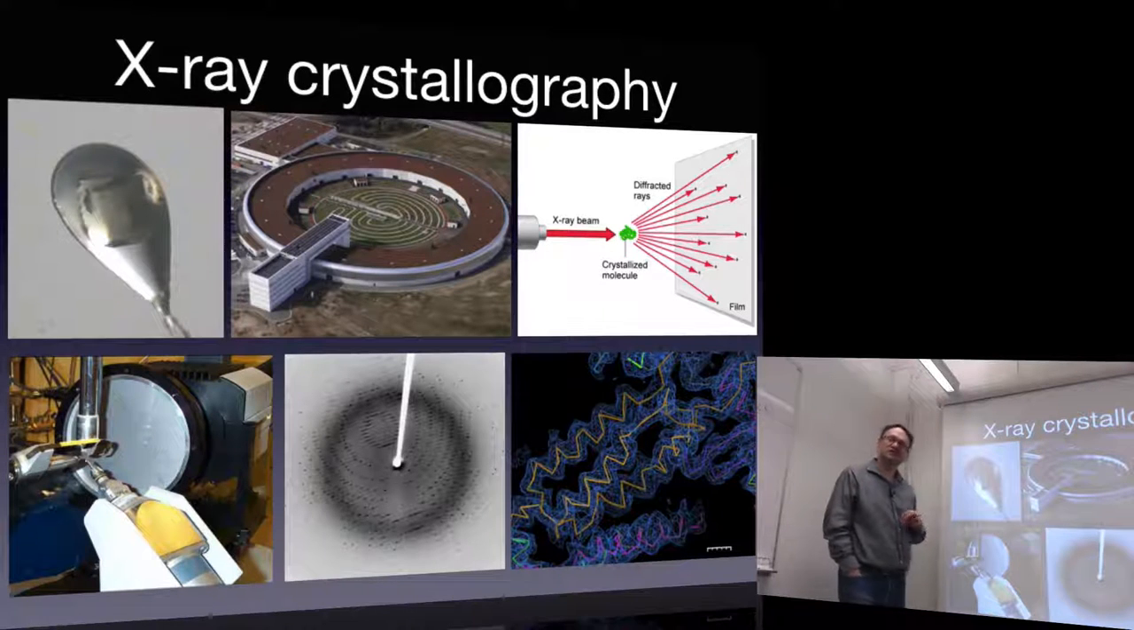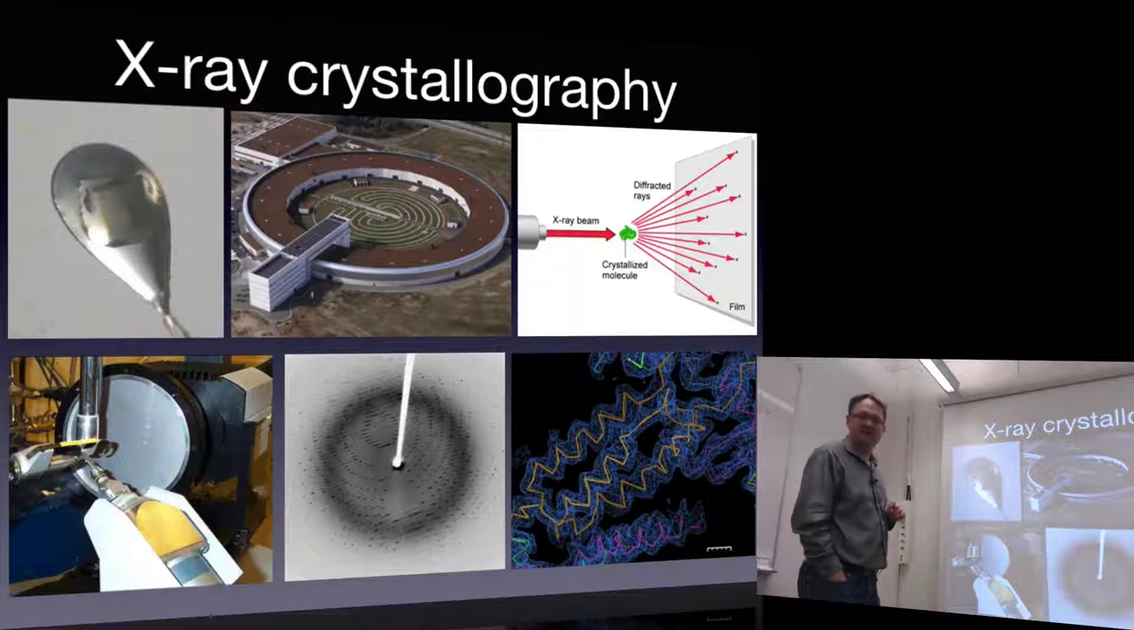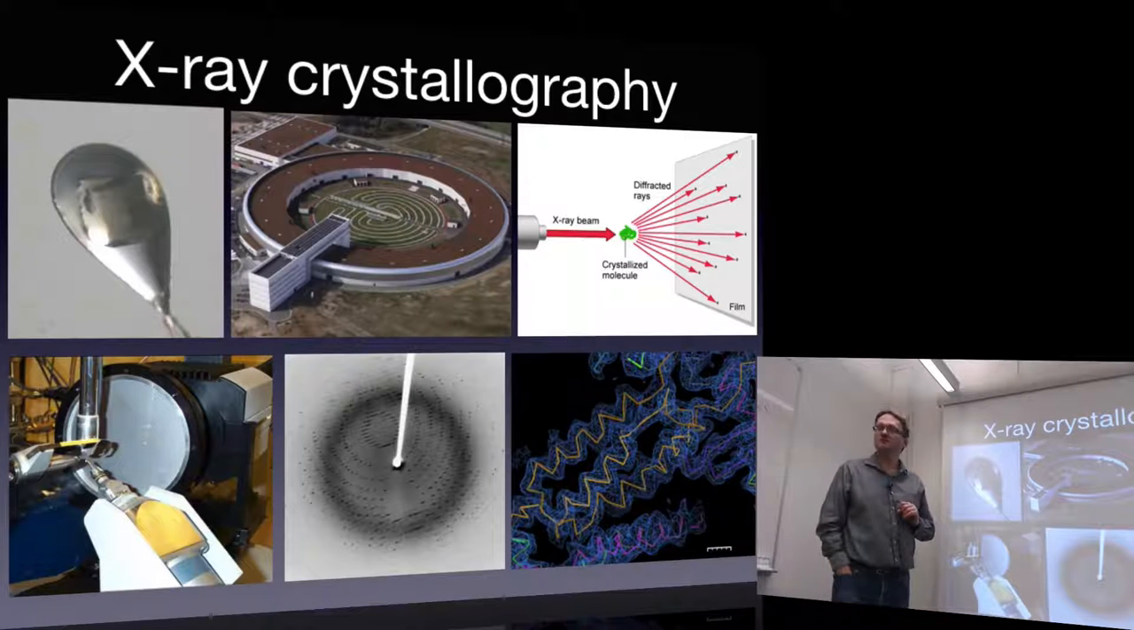The only problem is that it's not enough to have a lot of protein. You also need this protein to form a crystal. I'll tell you why on the next slide. It's going to be on this slide. But the problem is that many things won't crystallize, in particular membrane proteins.